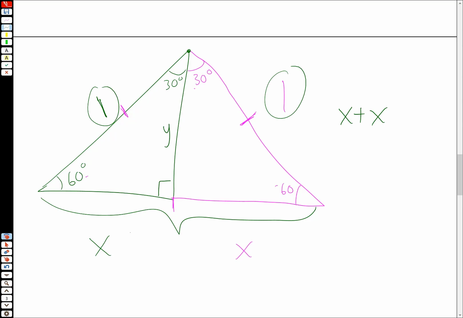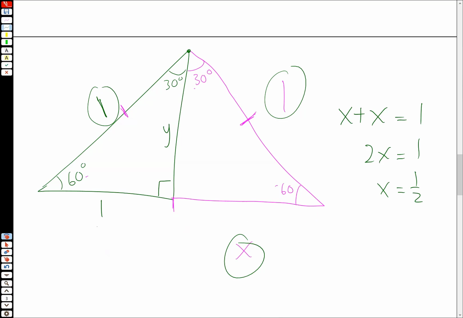Okay, but what is this side though? The side is x plus x in this case. So we get 2x is equal to 1, x is equal to 1/2. Okay, so our x coordinate is 1/2. So I'm going to replace x here with 1/2.